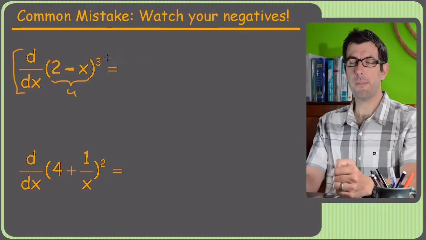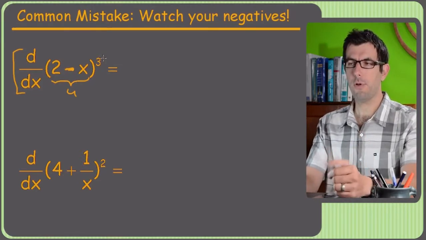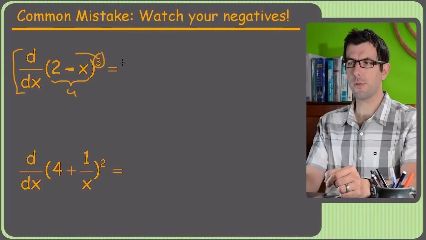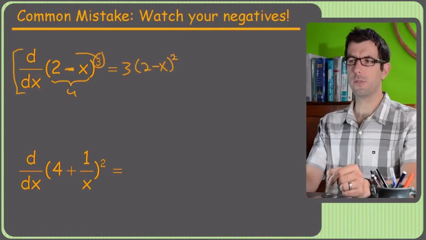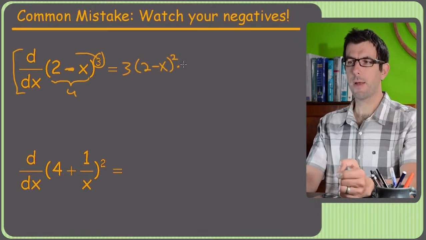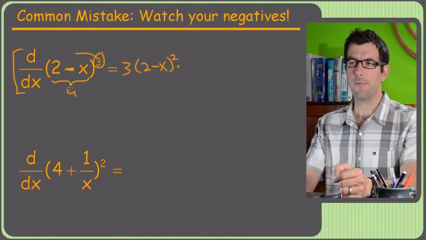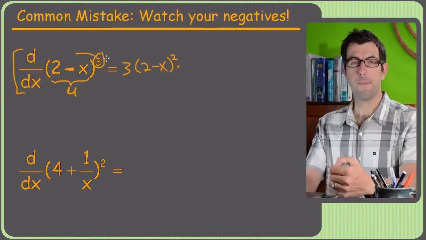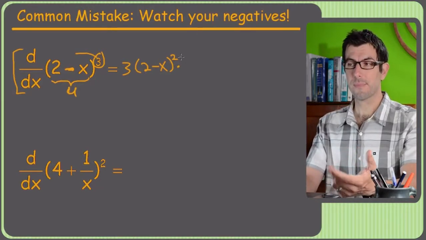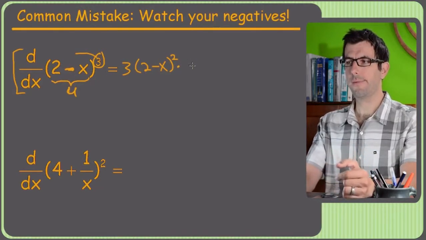We'll still apply the power rule the same way. We just want to be really careful when you get your u prime. So 3 goes out front as part of the power rule. So 3, 2 minus x to the 1 less power, which is 2. Now we're going to multiply by u prime, which is, I was saying, if your u is 2 minus x, that means your u prime is negative 1.